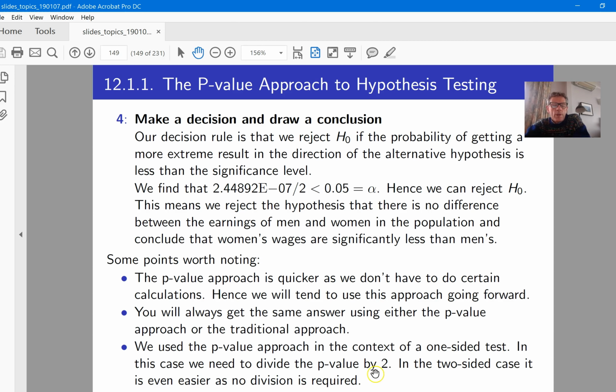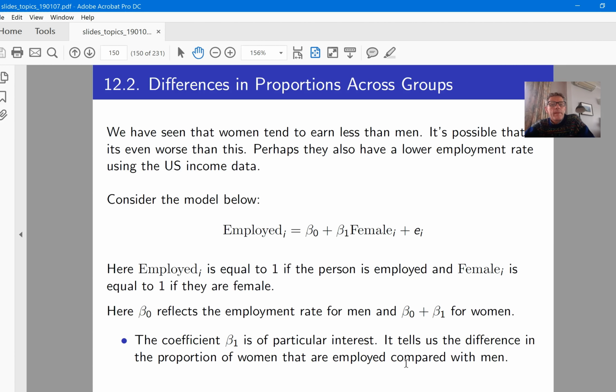And don't forget, if you're doing a one-sided test, you have to take the p-value in the Excel output and divide it by 2.